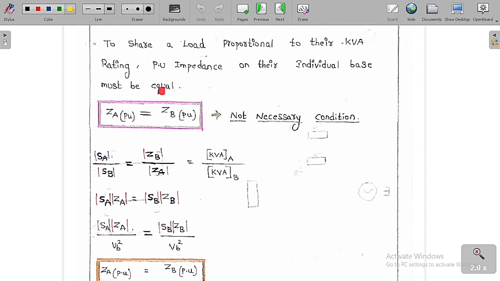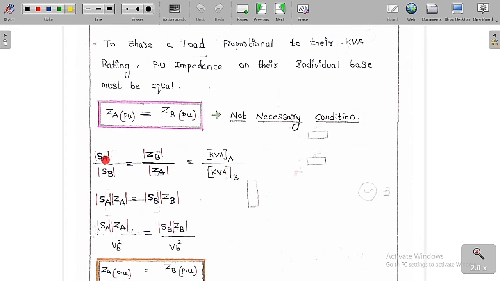So now we'll see what will happen here. Suppose the transformer A per unit impedance is equal to transformer B per unit impedance. It means that ZA per unit is equal to ZB per unit. These are just desirable conditions but not necessary conditions. So I've already told you mod of SA by mod of SB is equal to mod of ZB by mod of ZA. It is equal to the kVA rating of transformer A by the kVA rating of transformer B.